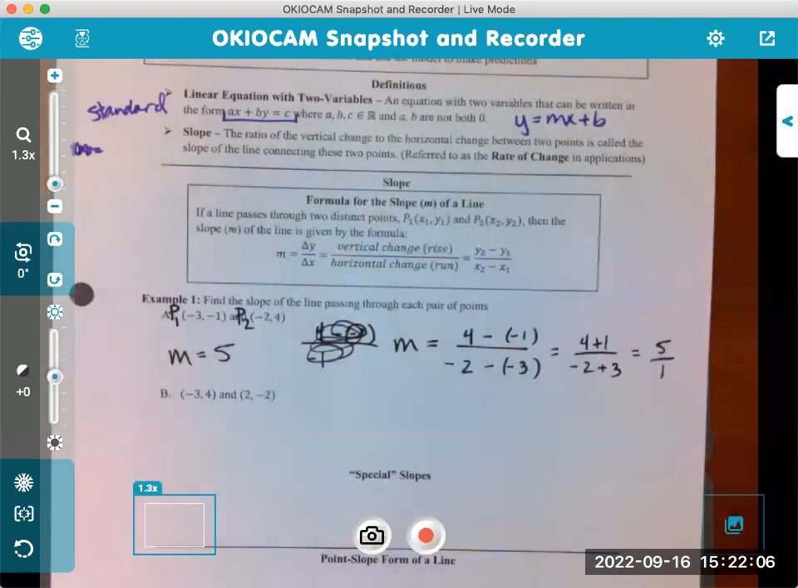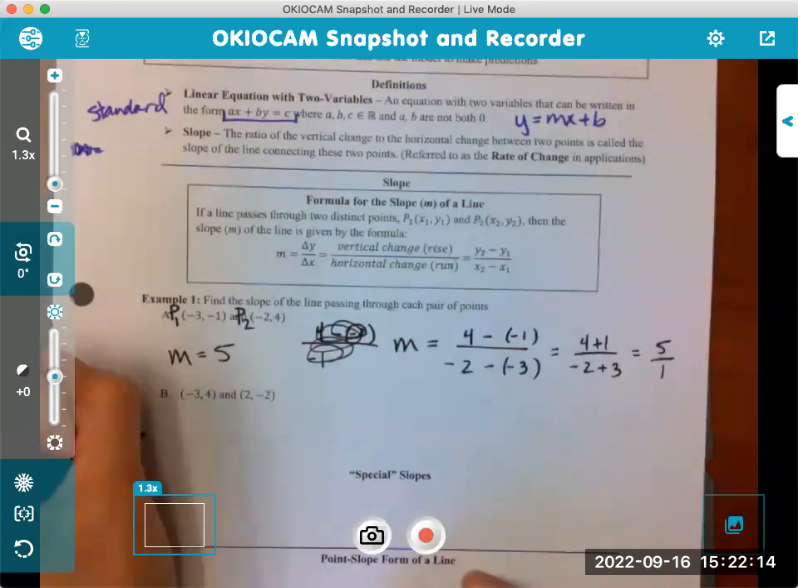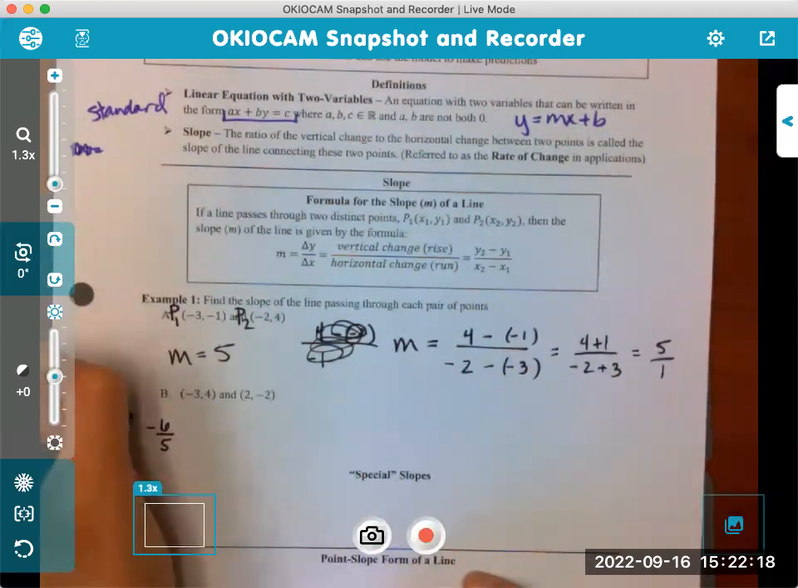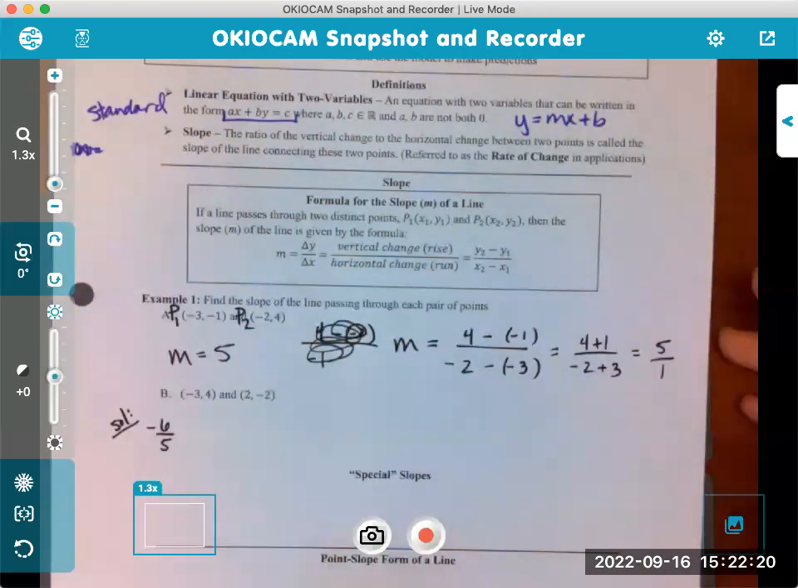And then I want you to stop and practice B. And for B, you should get that the answer is -6/5. So that's how you know you got it right.